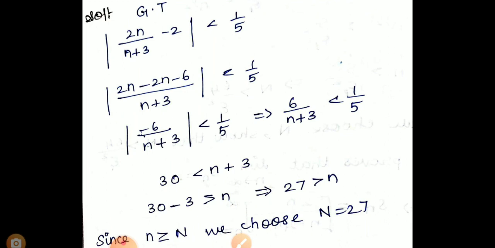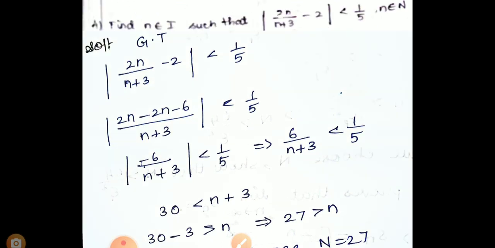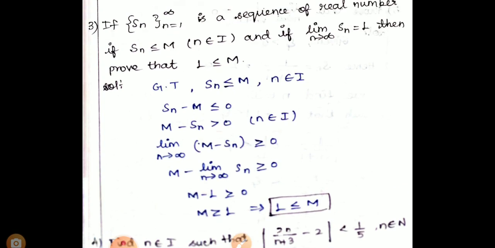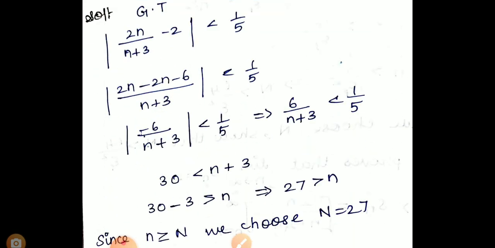So here, given that modulus of Sn minus L, that is 2n divided by n plus 3 minus 2, is less than 1 by 5. They have given the limit as well as the sequence directly in the format itself. Now just cross multiply with the 2. So 2n minus 2n minus 6 divided by n plus 3 is less than 1 by 5. After reducing, we are getting minus 6 by n plus 3, which is less than 1 by 5.